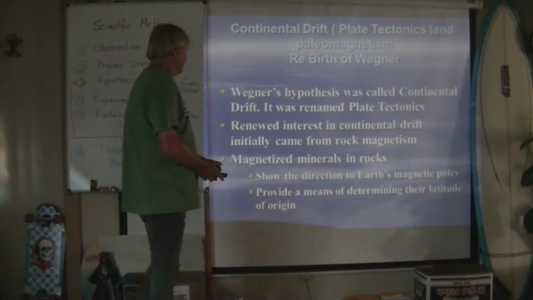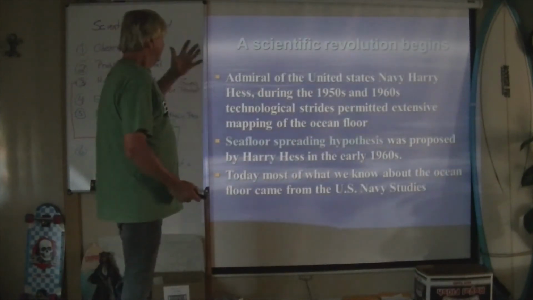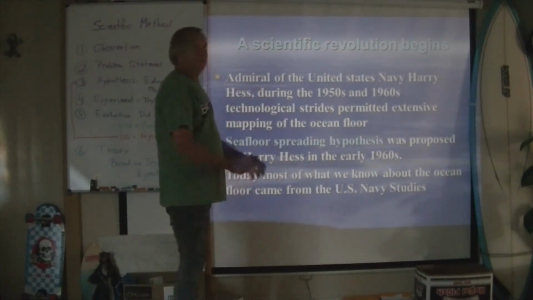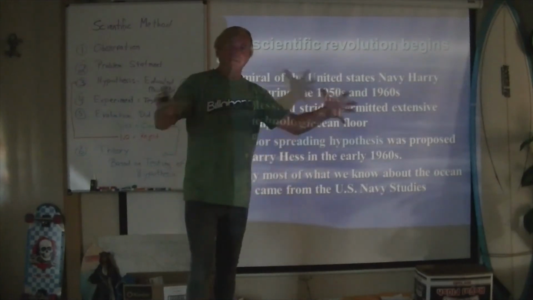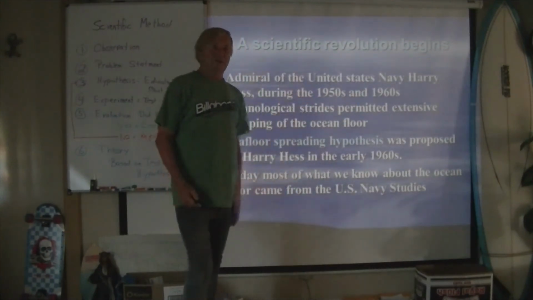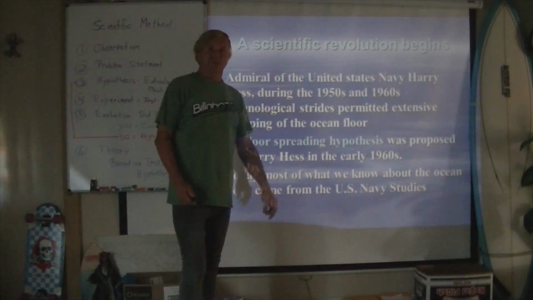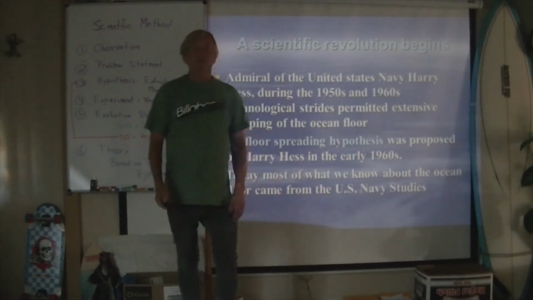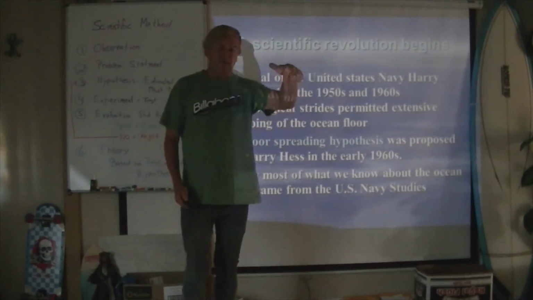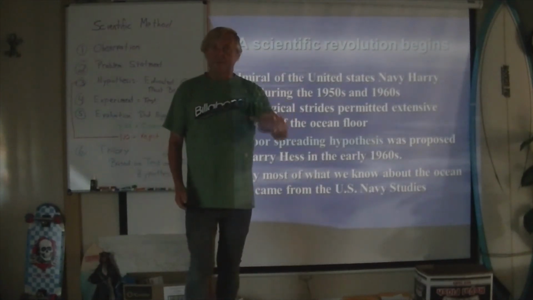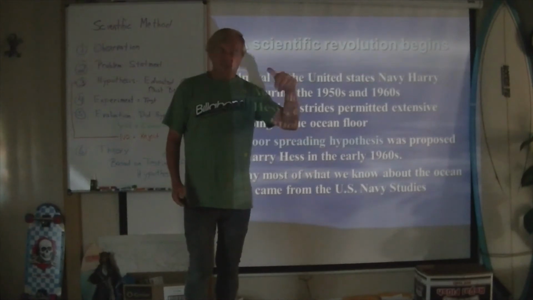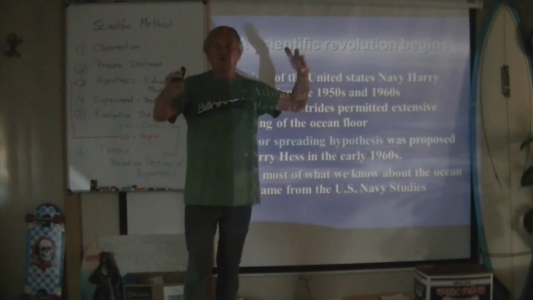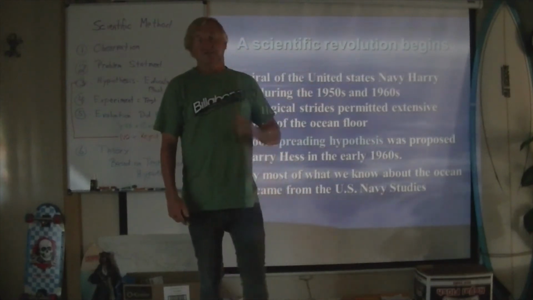How can this be? So the scientific revolution began. Rear Admiral Hess of the United States Navy was given literally a boatload of money and a bunch of boats and some submarines to go out and study the bottom of the ocean. The Navy was really ticked off with the scientists. They said, hey, you guys told us that the Atlantic Ocean was flat, featureless, and that the deepest part of the Atlantic Ocean was in the middle. Guess what's in the middle of the Atlantic Ocean? A mountain range.